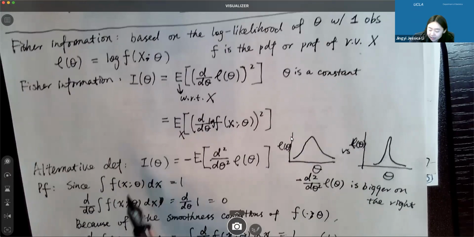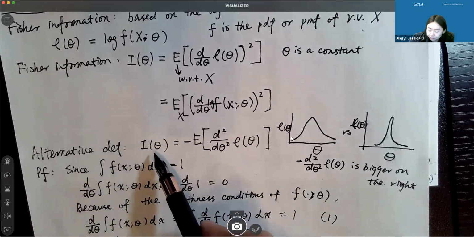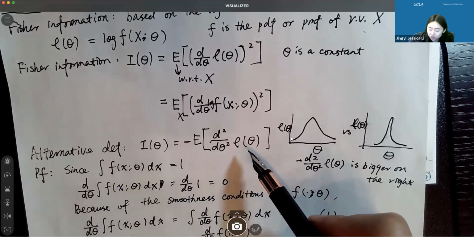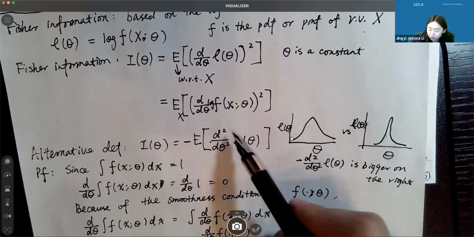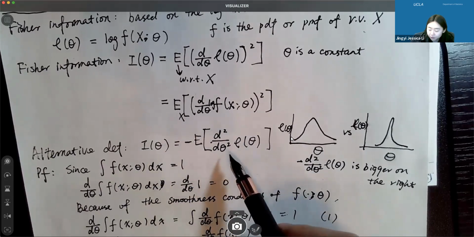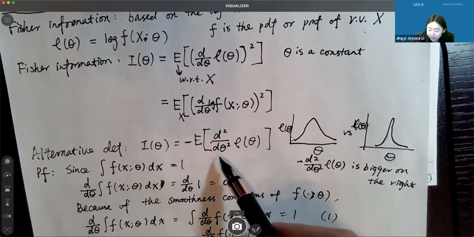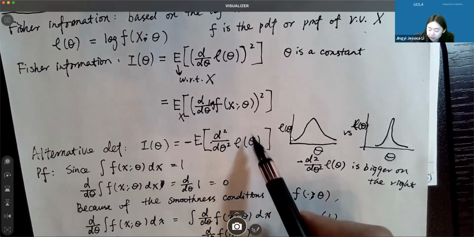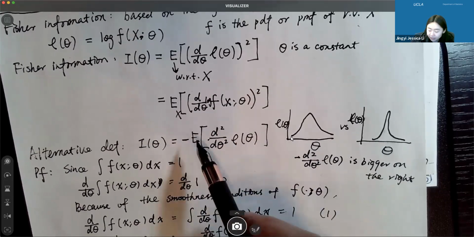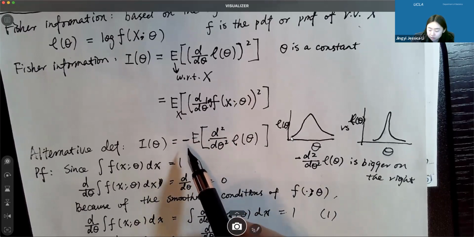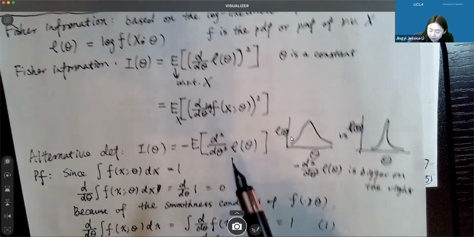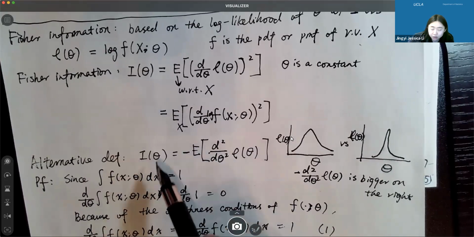Okay, then we said that an alternative definition of Fisher information is that you take this log likelihood with one random variable and differentiate it two times. So this is the second derivative of the log likelihood with respect to theta, and it still involves the random variable x. Then we take the expectation and put a negative sign. This gives the alternative definition of Fisher information, and we can show that these two definitions are equal to each other.